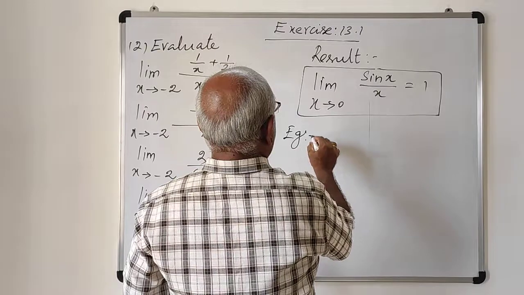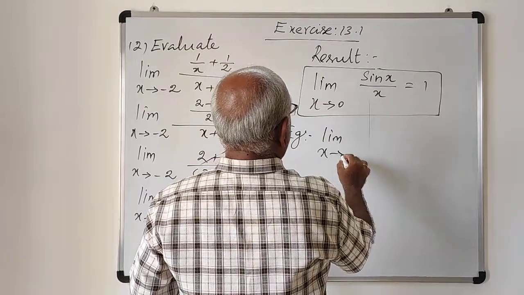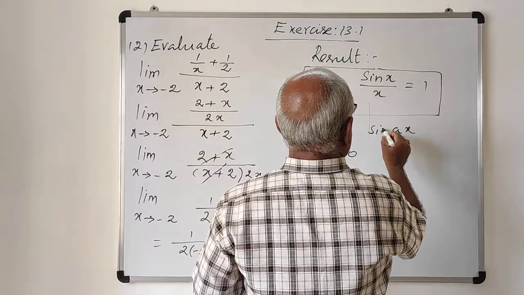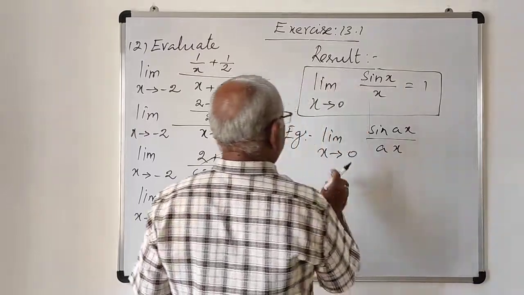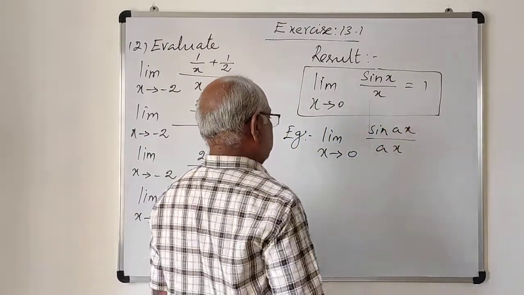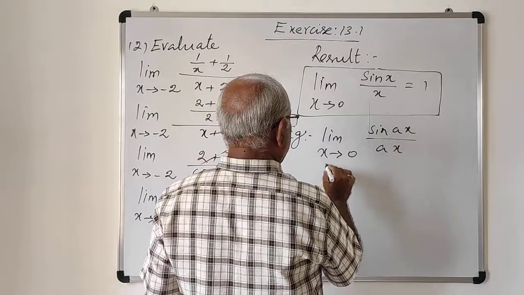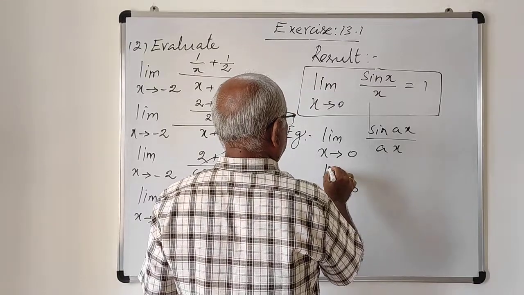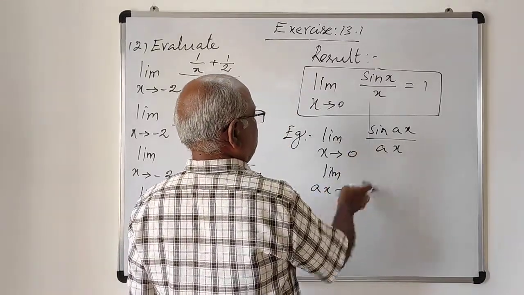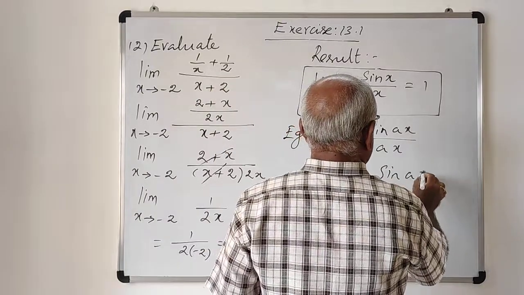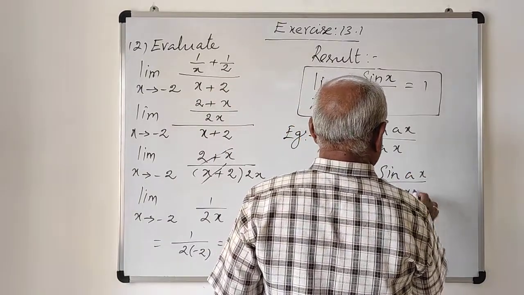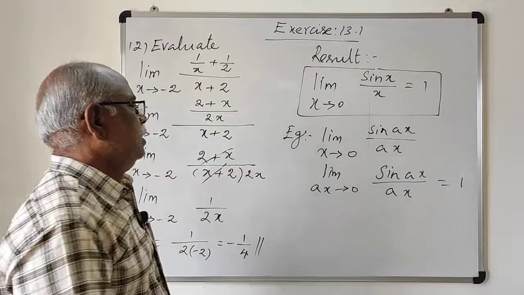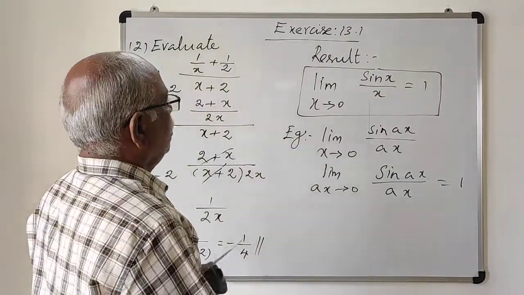Example: limit x tends to 0, sin ax by ax. Limit x tends to 0 implies ax also tends to 0. Similarly, we can solve it as limit ax tends to 0. Both are the same, limit x tends to 0 or limit ax tends to 0. Therefore, this is sin ax by ax, of the form sin x by x. The answer is 1. For this problem, the limiting value of the function is 1. That's all about the example problem.